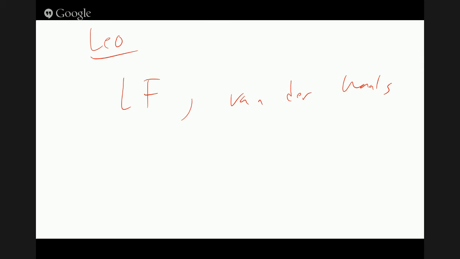I'm just going to double check here. It used to be the case that van der Waals forces and London forces were basically the same thing. And in the new syllabus, that's not necessarily the case.